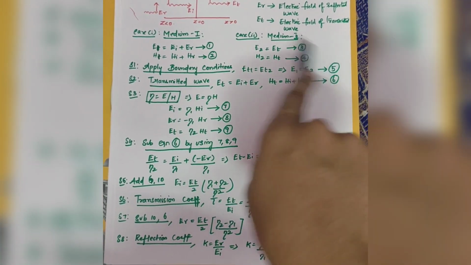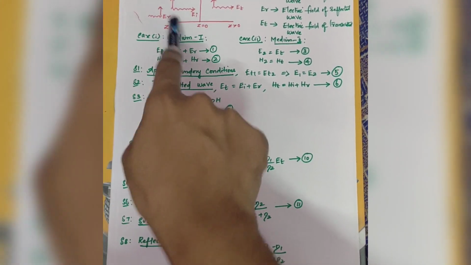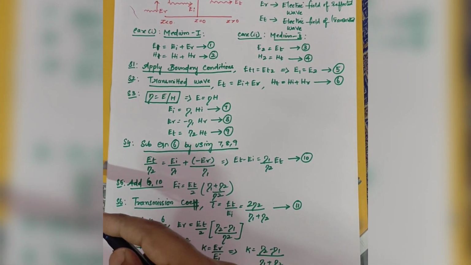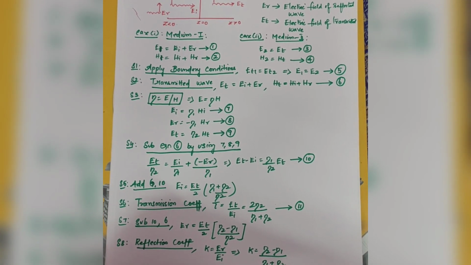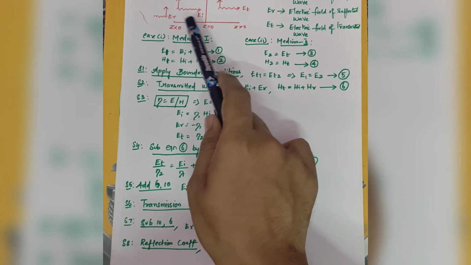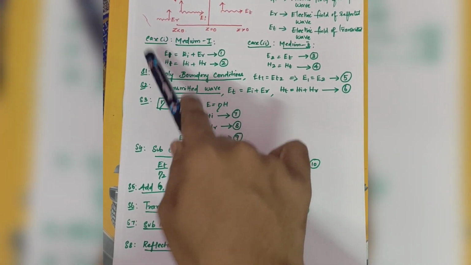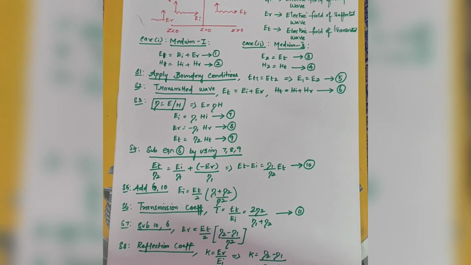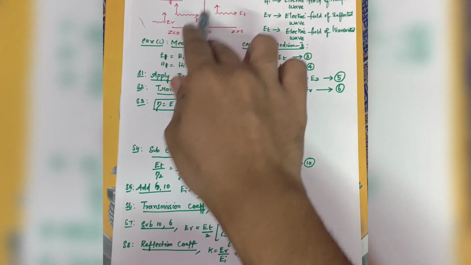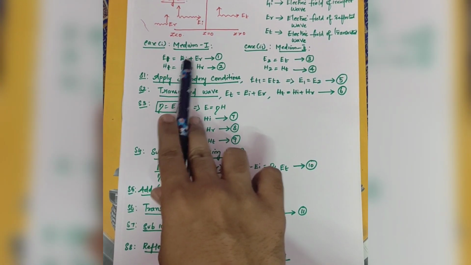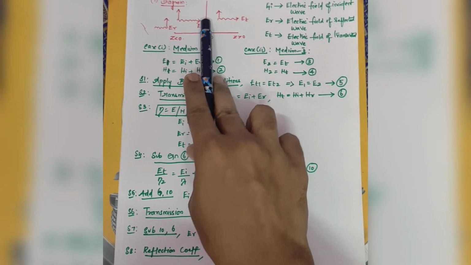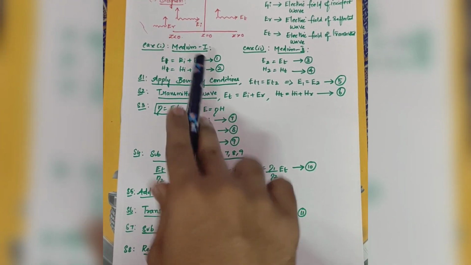Next, we have two media, medium 1 and medium 2. First case, medium 1. I am going to take the electric field as E1 and the magnetic field as H1. E1 is a combination of EI plus ER. Similarly, H1 is HI plus HR. I'll repeat again: in medium 1, E1 is nothing but EI plus ER, and H1, the magnetic field, is HI plus HR.